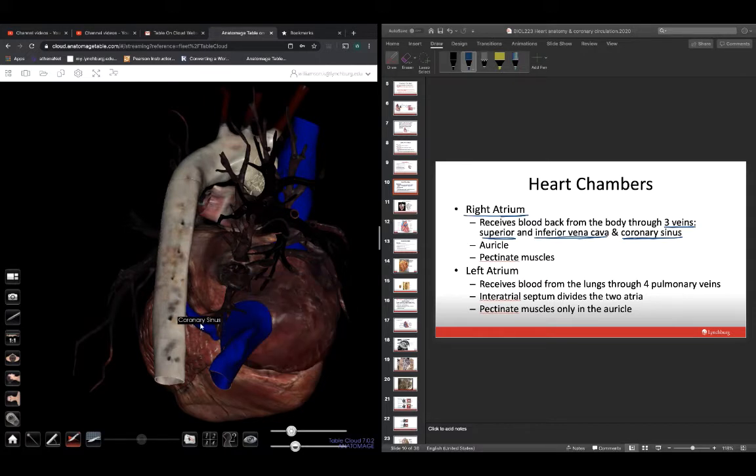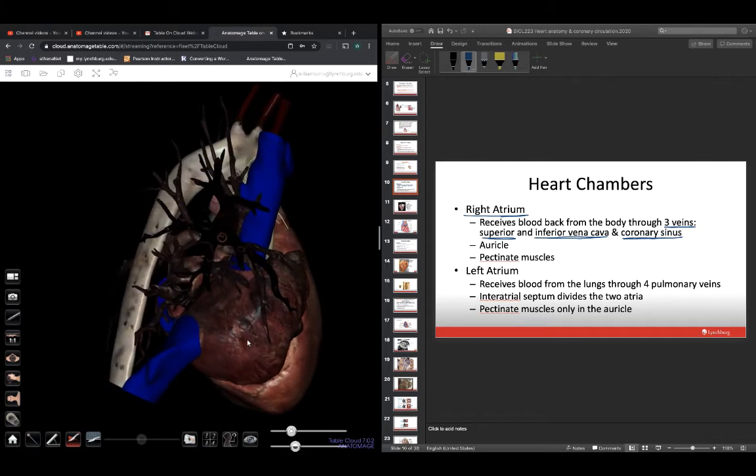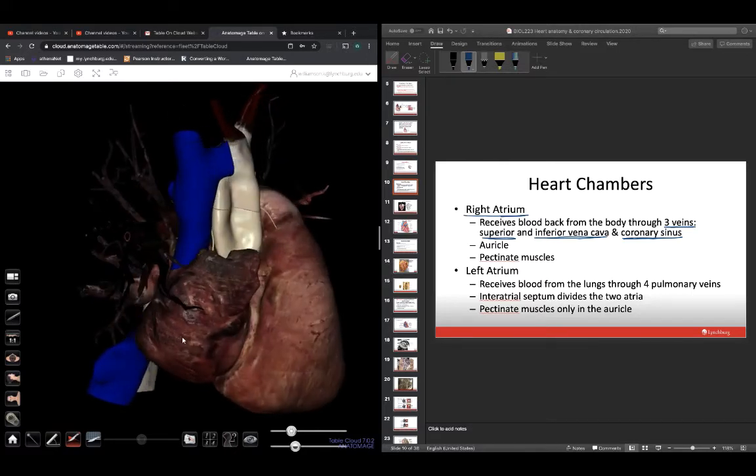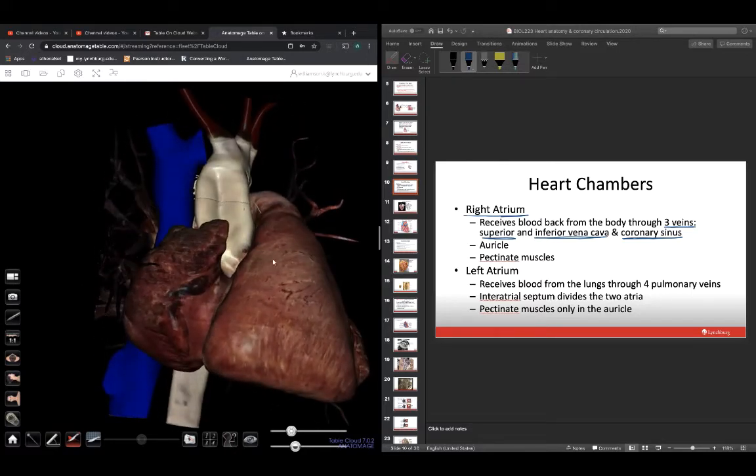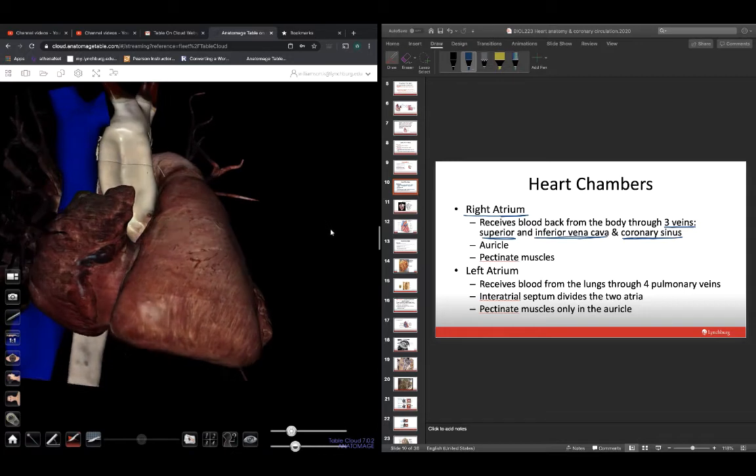And that's draining venous blood from the coronary circulation back to the right atrium. So here are 3 vessels that are draining venous blood to the right atrium. Now, the left atrium is a receiving chamber as well.